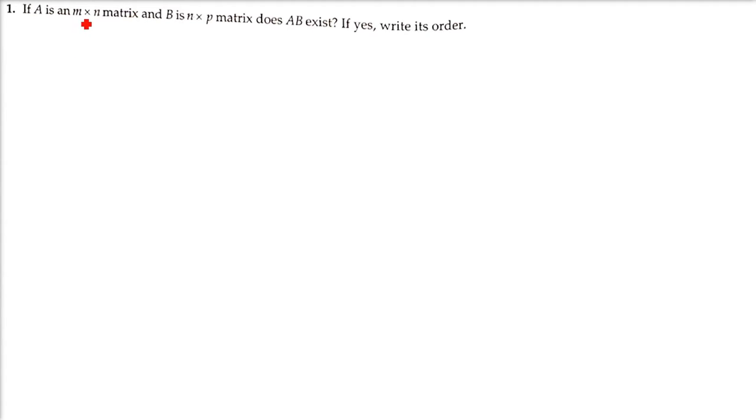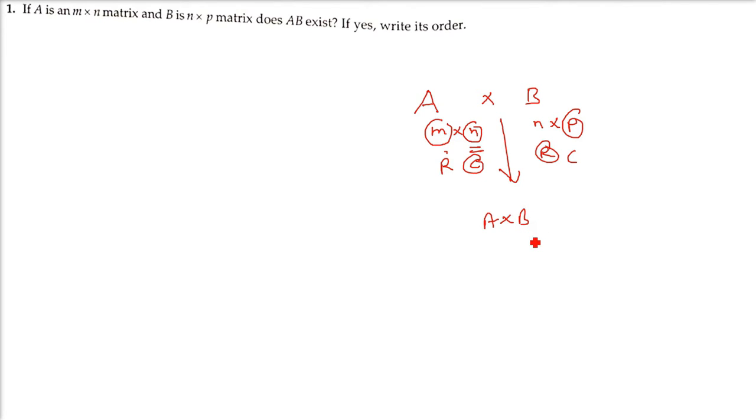If A is M by N matrix and B is N by P matrix, does A into B exist? If yes, write the order. A matrix is given as M cross N, M rows and N columns. B matrix is N cross P, that is N rows and P columns. So the column number of A is equal to the row number of B. So the column of the first is equal to the row of the second, and that is why A into B is possible. And what is the order of the result? M into P. For A cross B, the final order will be M cross P.